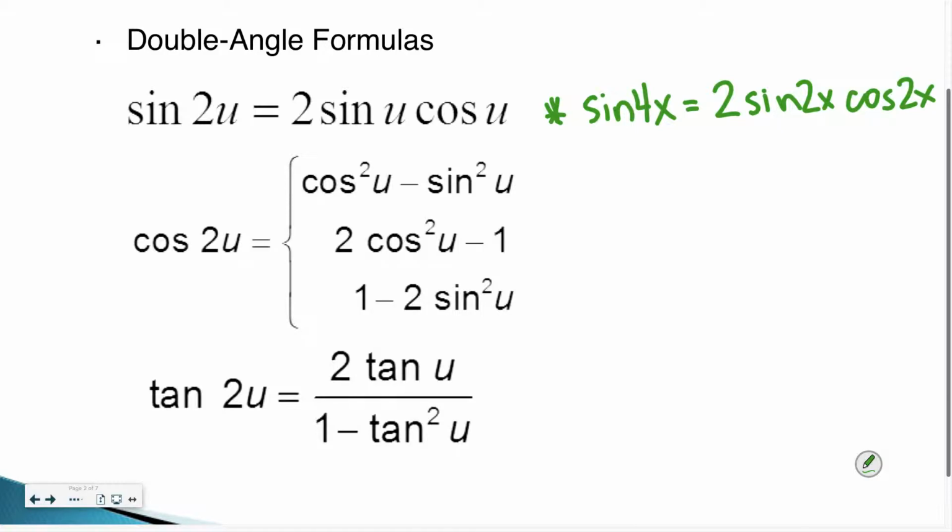Okay. Most of the time, you're going to see a 2x or a 2 theta, but we can apply the formulas with really any even number and cut it in half when we apply the formula. Okay? So there's 2 types of problems you're going to see today. You are going to see some more solving equations, and you're going to see some simplifying problems. Okay? So we're going to do 3 examples. 1 solving, and then 2 simplifying. Okay?